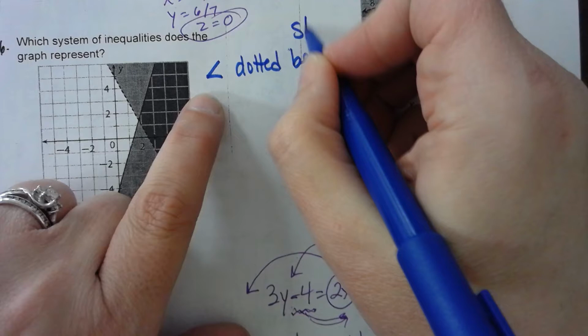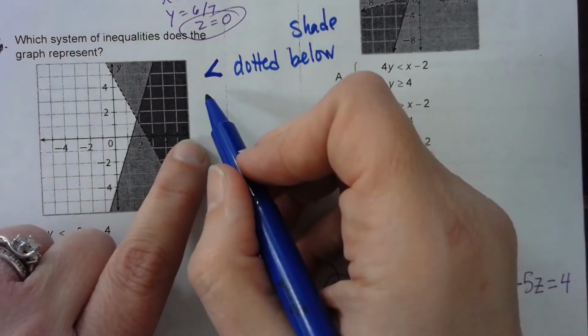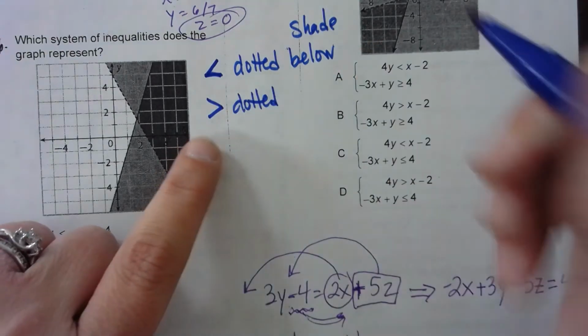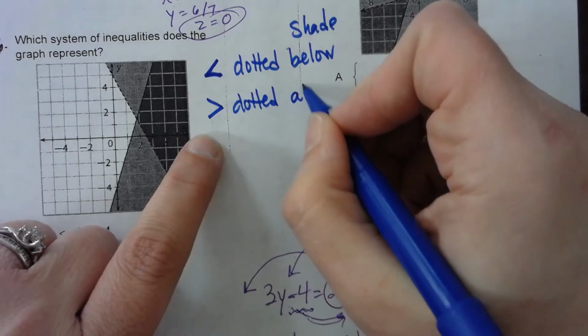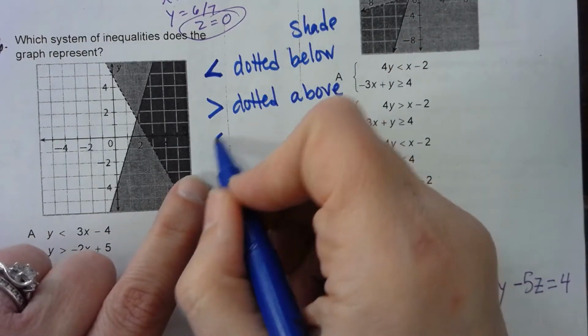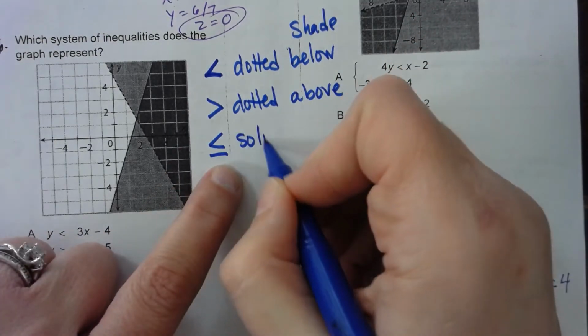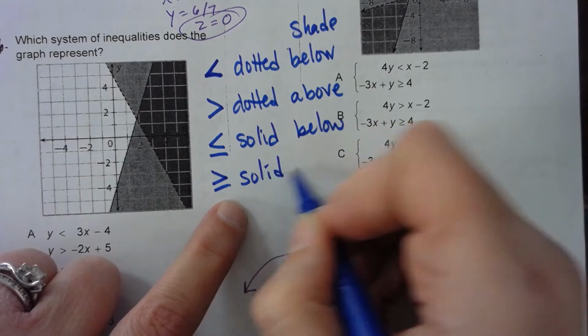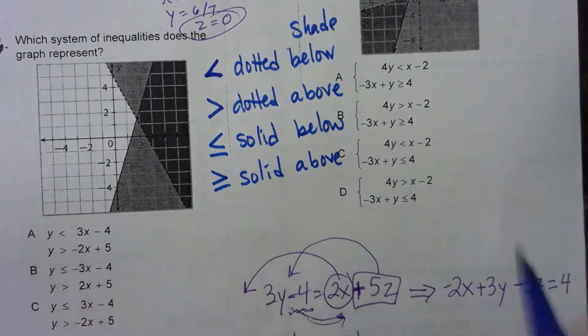because this stands for less than. If you have this symbol greater than, it will be a dotted line or a dashed line, which we called it in class, and you are going to shade above. If it is less or equal, it will be a solid line, and you will shade below because it's less. Greater or equal will be a solid line, and you will shade above.